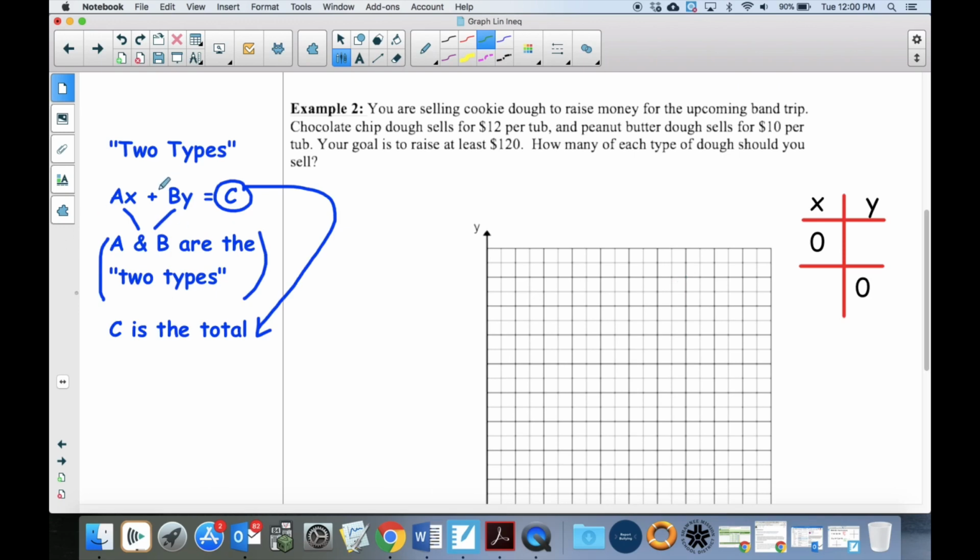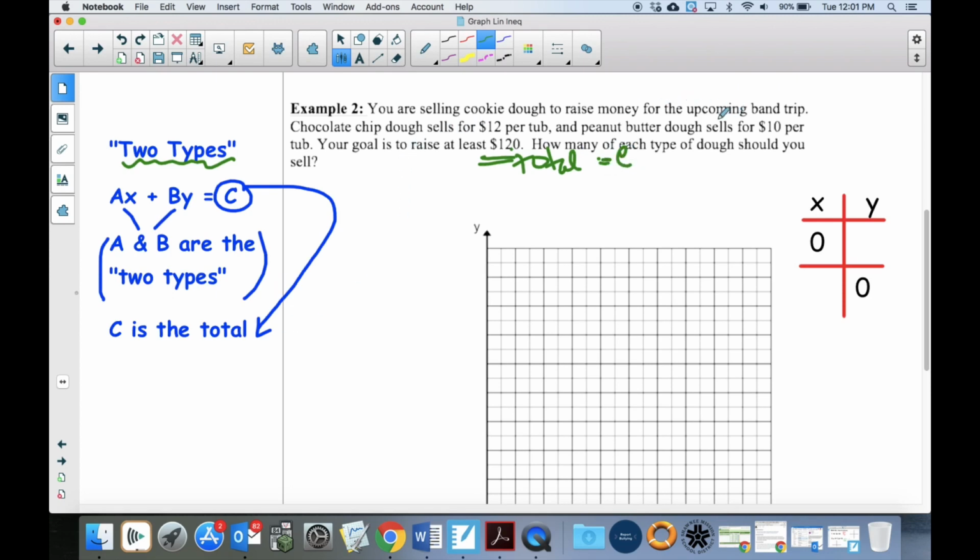Okay, this is what I call a two types word problem. We have two types of stuff. We have peanut butter and chocolate chip. And those A and B are the two types. So this is going to be our peanut butter and chocolate chip, whereas the C is the total. In this case, our goal is to raise at least $120. So that's our total, or our C.